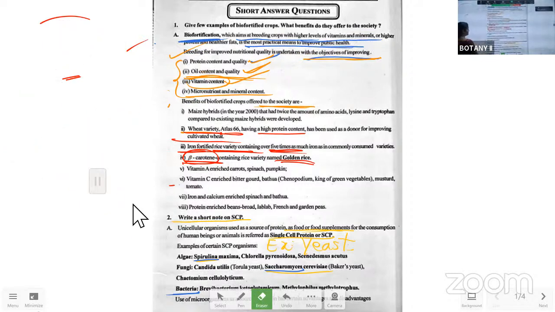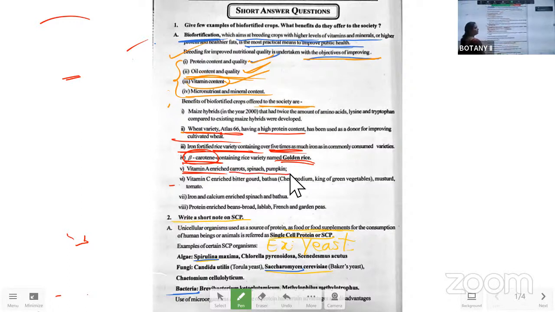Okay. And the next one is vitamin A. Again, vitamin A is most important for vision. No? So that is the one I said, that can be enriched in carrots, spinach, and pumpkin, which are the ones we use in regular day-to-day life.